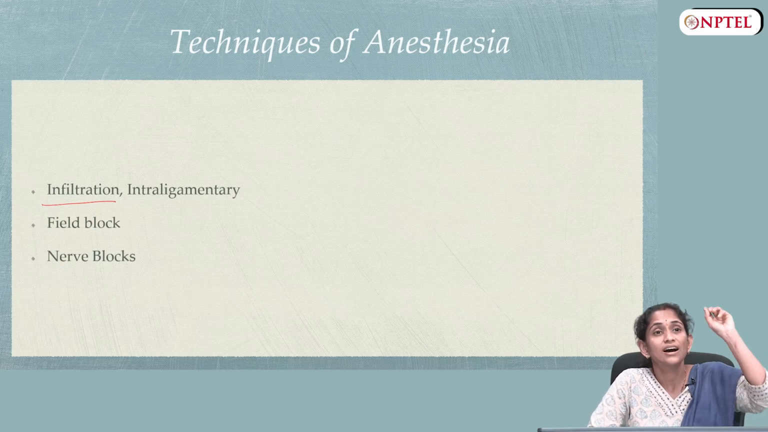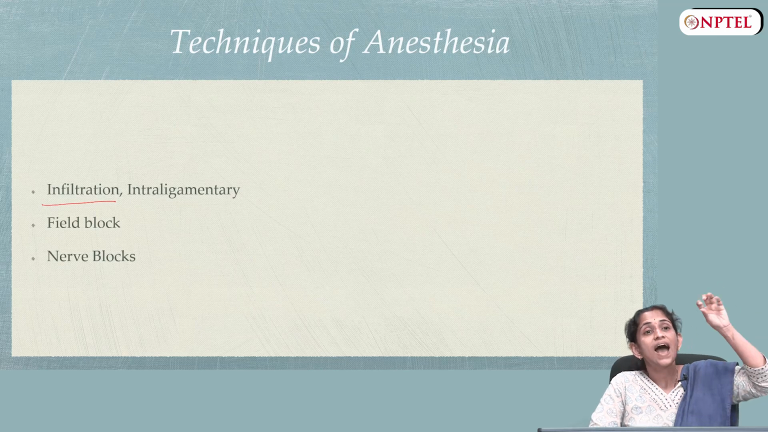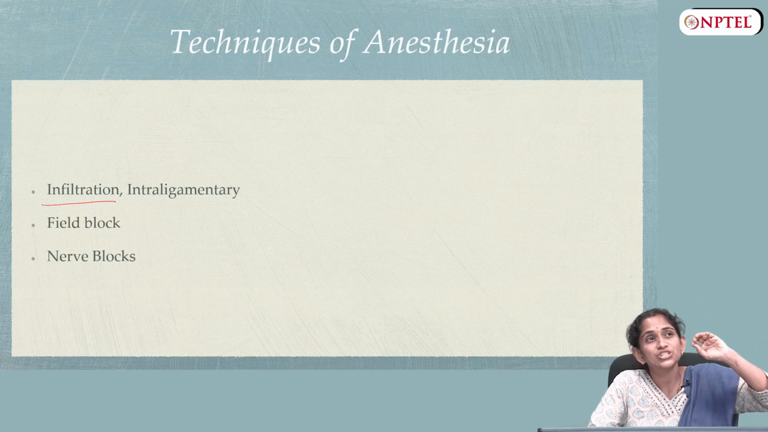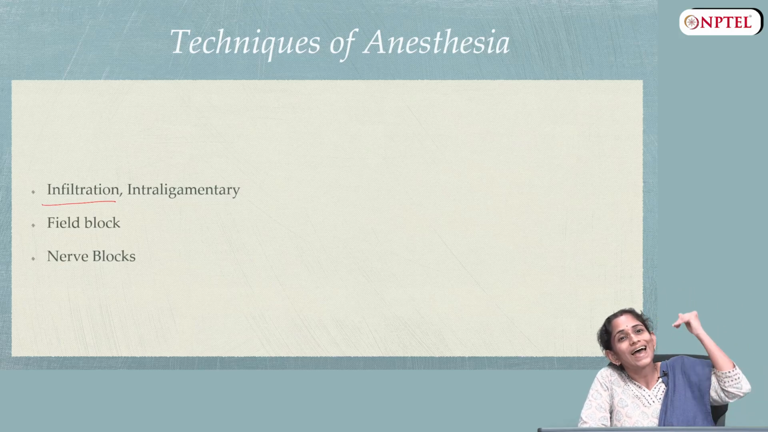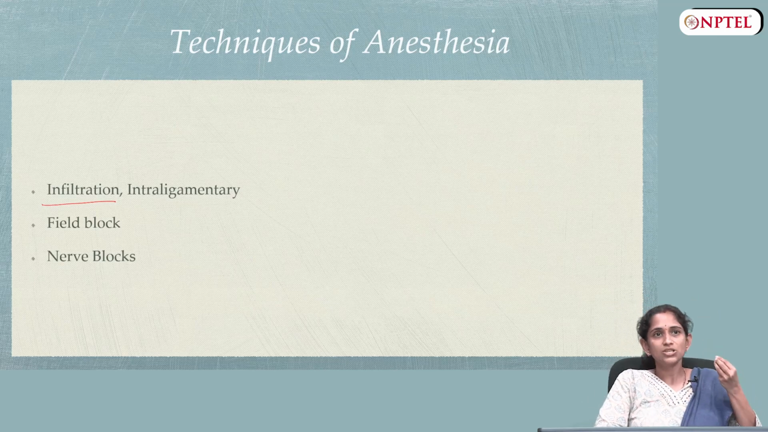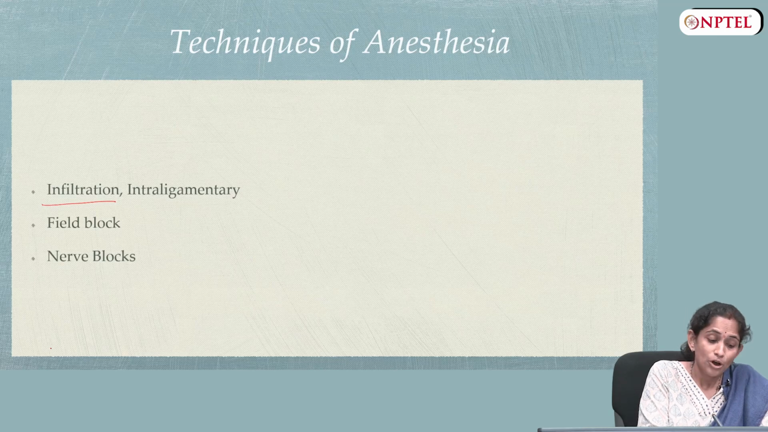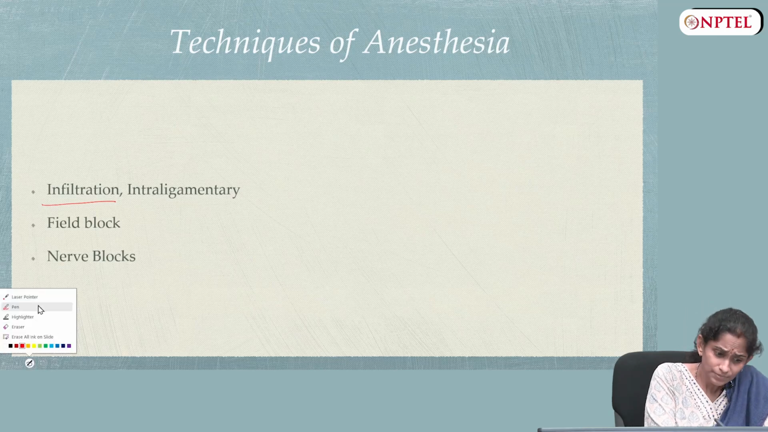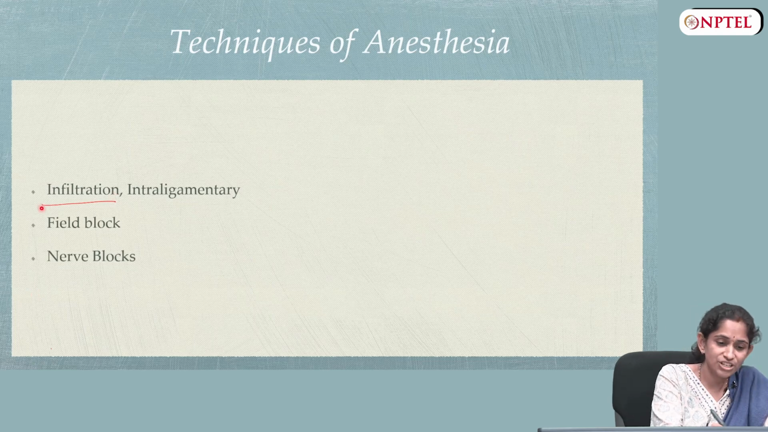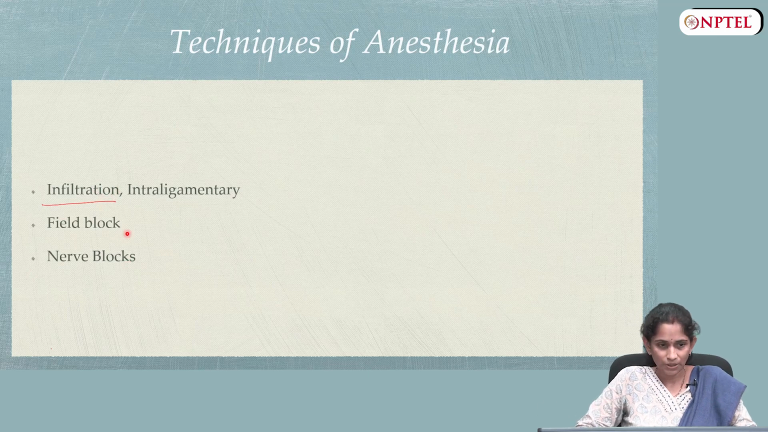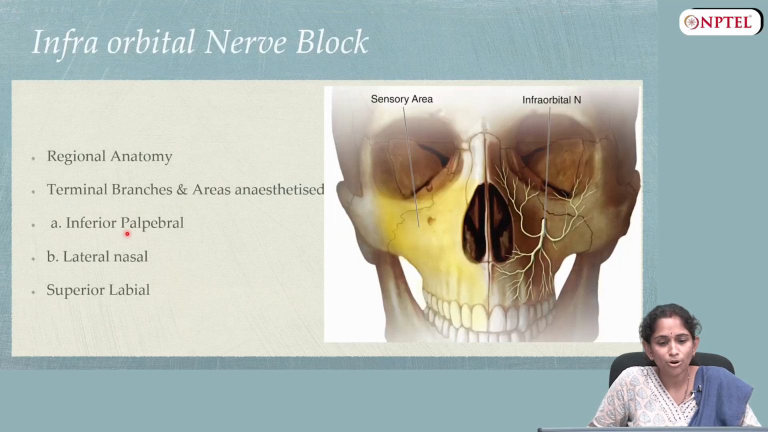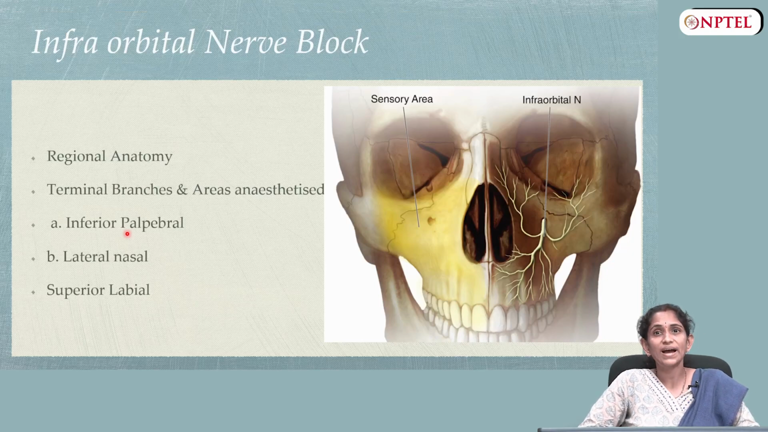Whereas a field block and infiltration supply unnamed nerves which are just arborizing or branching from the main nerve to carry the impulses from different regions of the maxilla. So, in this lecture, we are going to focus both on learning how to give infiltration and also how to give nerve blocks in the given area. Now, moving on to the nerve blocks. The first nerve block that we are going to look at is the infraorbital nerve block.